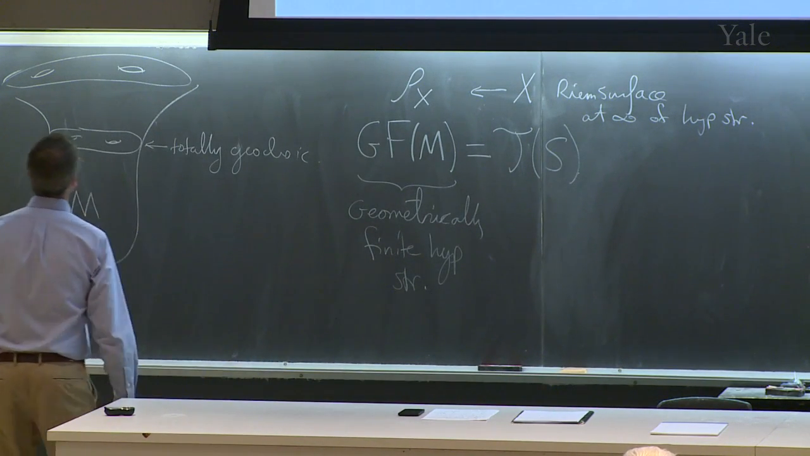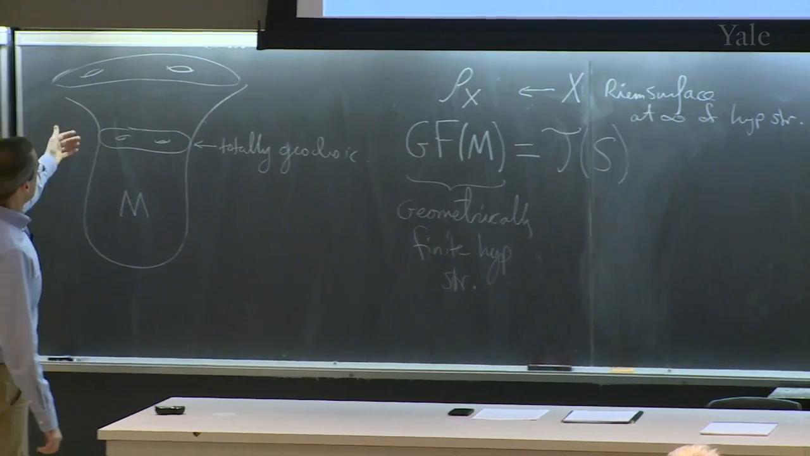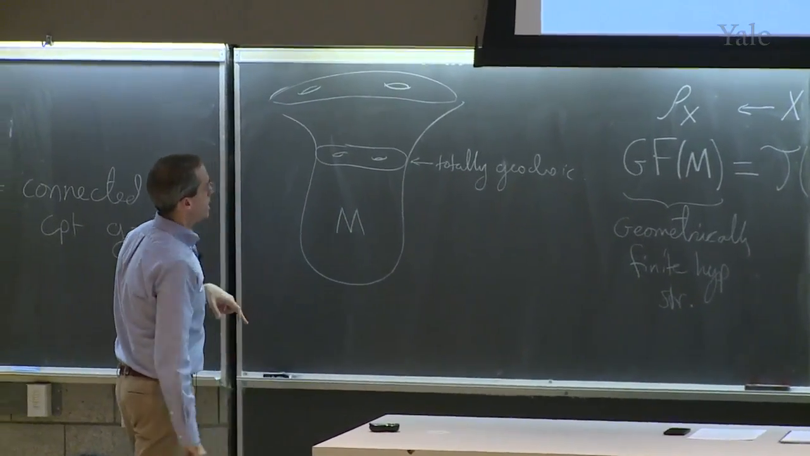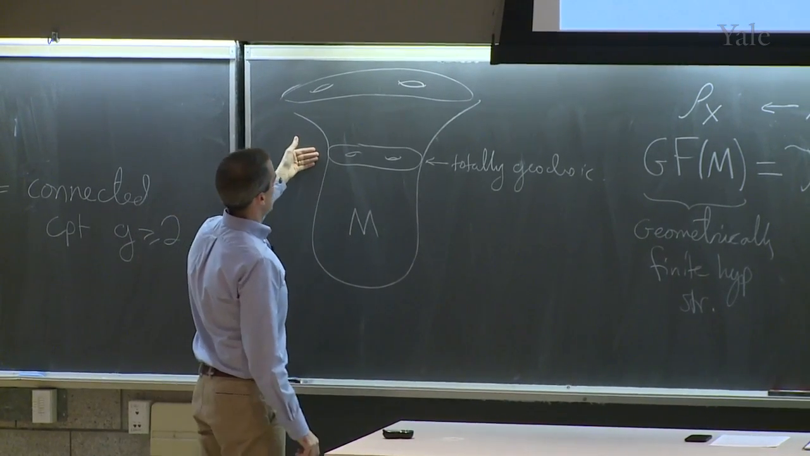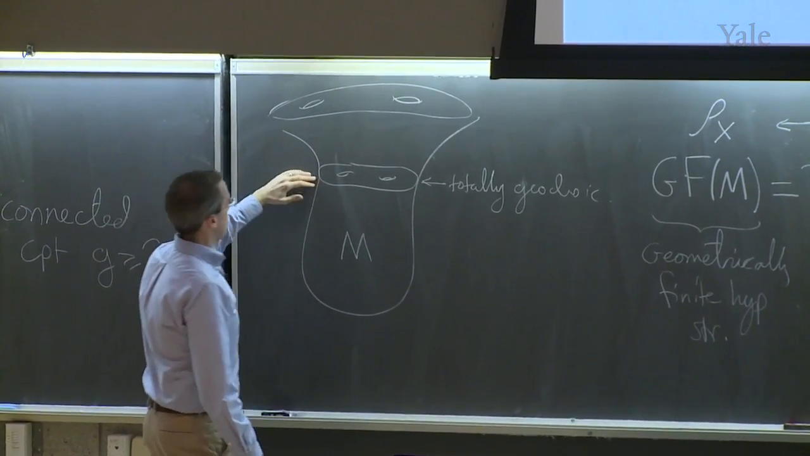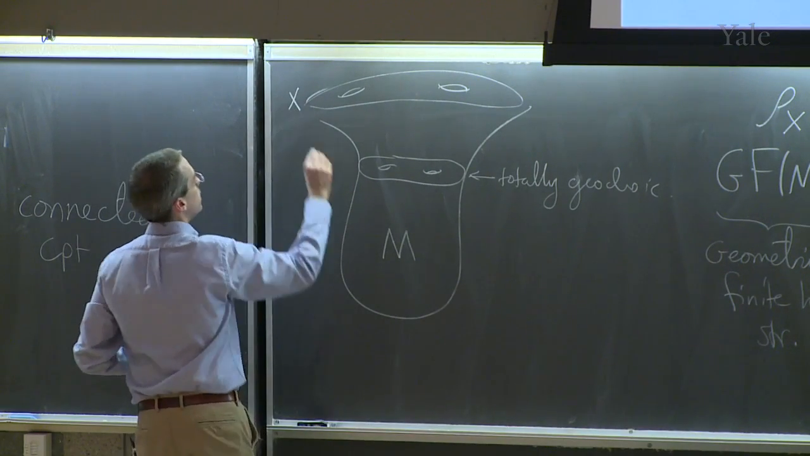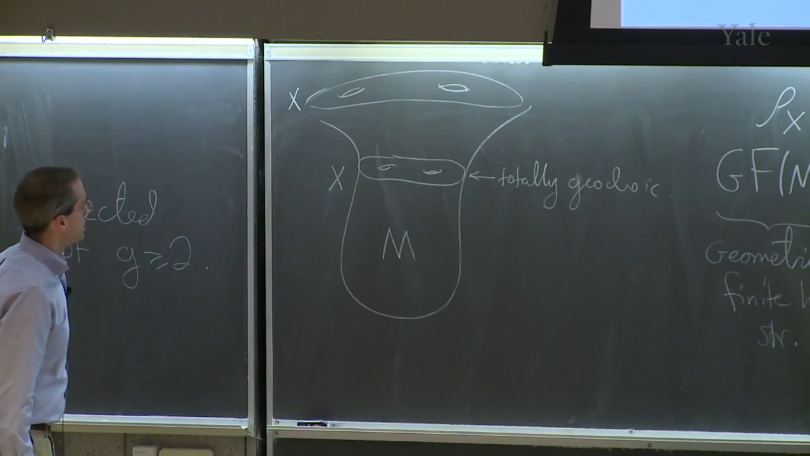Okay, so in this picture, there's at least one case in which we can understand this. If we think of this totally geodesic surface as a hyperbolic surface, that gives a point in the Teichmueller space. And for that one, the Riemann surface at infinity is also that point in Teichmueller space.